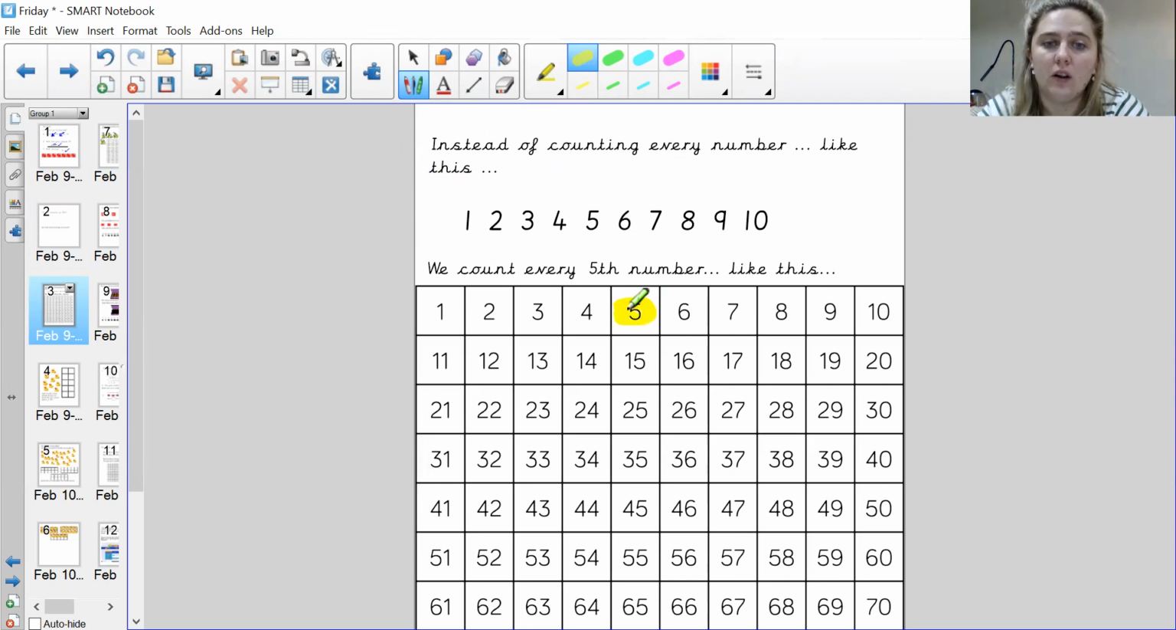5, 10, 15, 20, 25, 30, 35, 40, and we go on and on and on, counting in 5s. So let's have a go.